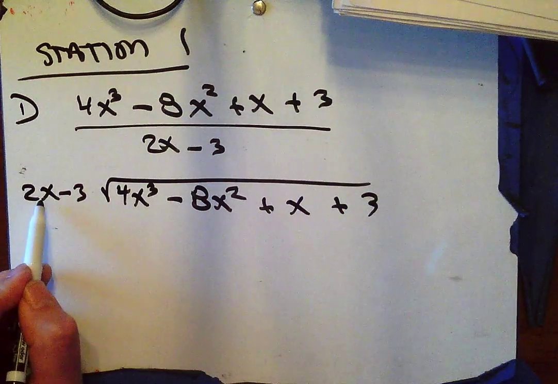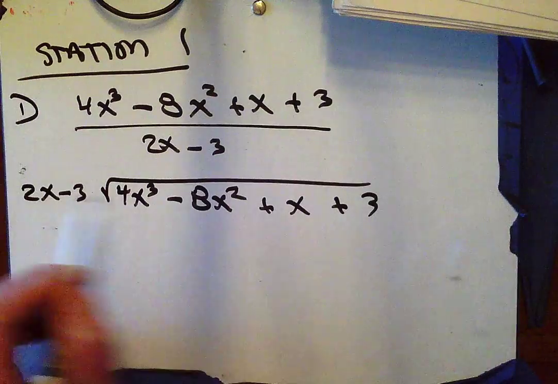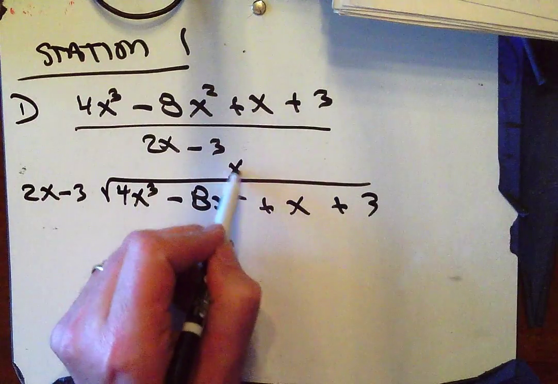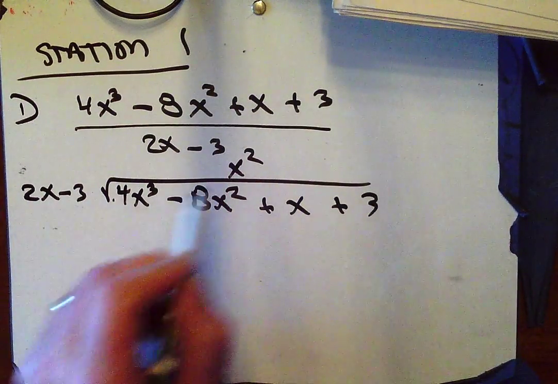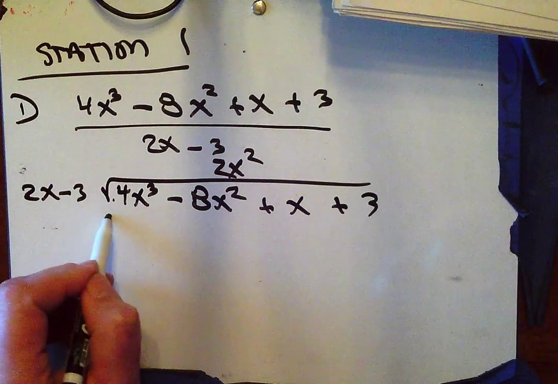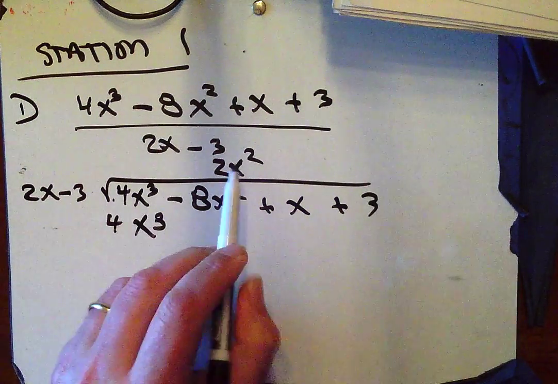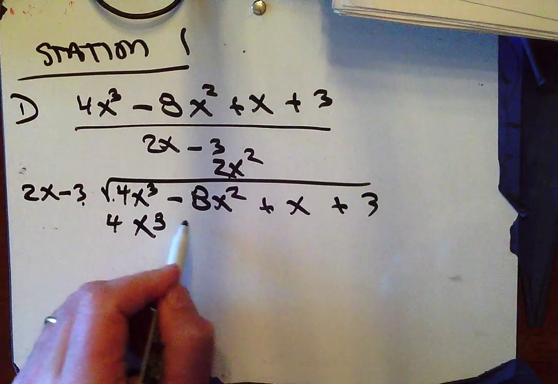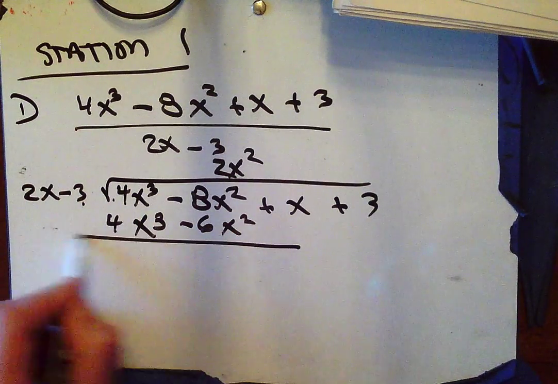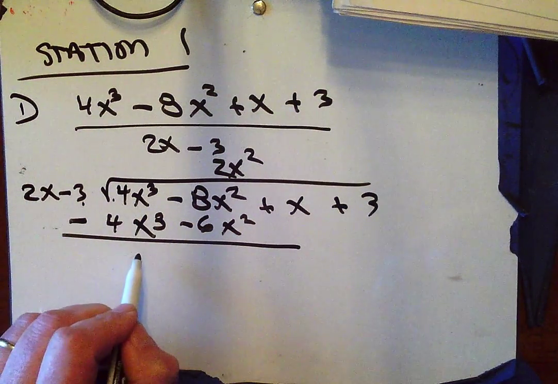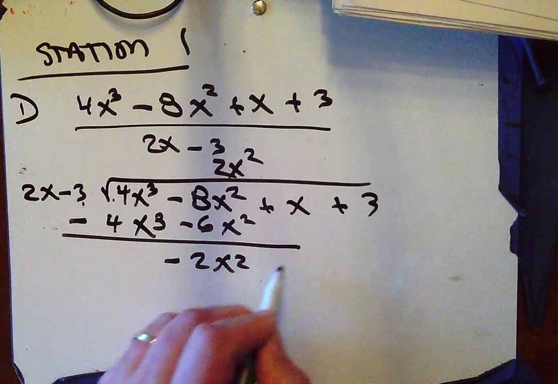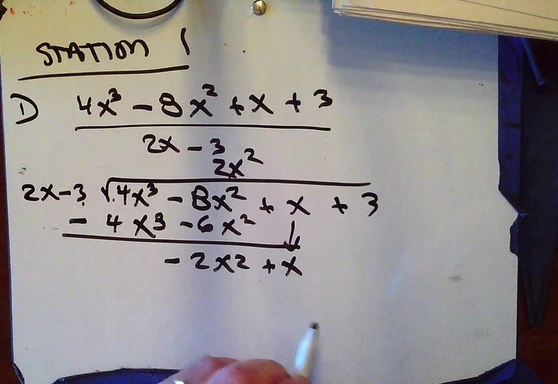What do I have to multiply this to turn it into that? Well, x to be x third, I need an x squared. And 2 to become a 4, I need a 2. So I'm going to have 4x to the third, and then when I distribute this to this, minus 6x squared. Don't forget, with long division, we subtract. And so we're going to have minus 2x squared, and bring down that plus x.